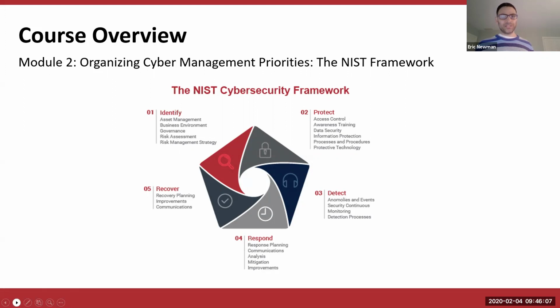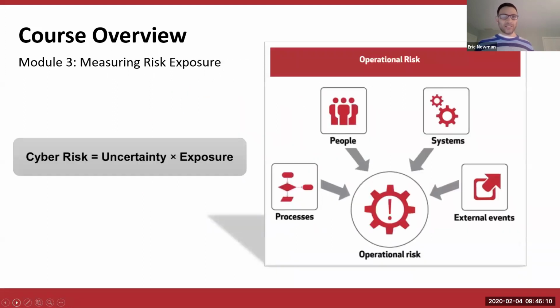Module 3 is called Measuring Risk Exposure. This one is taught by Dr. Michael Siegel. And in this one, he helps to understand how to identify risk and ways to apply frameworks for measuring risk. One of the key concepts in this module is thinking about risk as a combination of uncertainty and exposure. What might be called a potentially deadly combination.